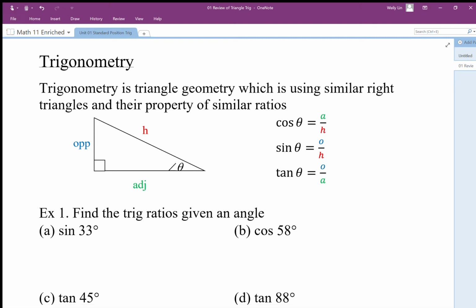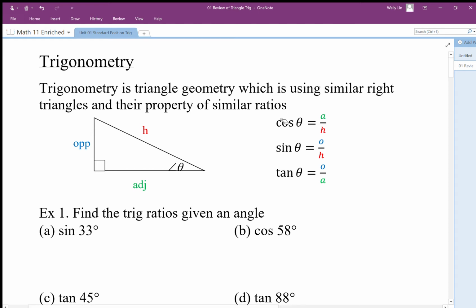So trigonometry in grade 10 was to do with these right triangles and the similarity of these right triangles. When we looked at the right triangle, we have an angle theta, and we reference the sides relative to that angle theta. We have an adjacent side, which is next to that angle theta. We have the opposite side, which is opposite to the angle theta, and we have the hypotenuse, which is the longest side. And we reference these trig ratios using those sides.